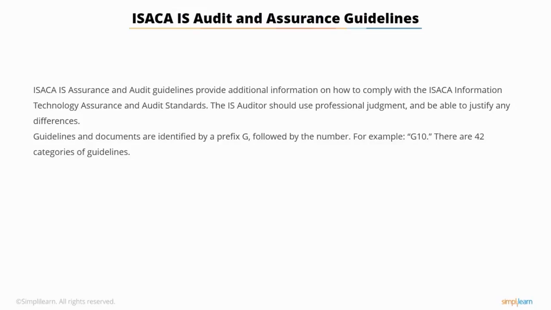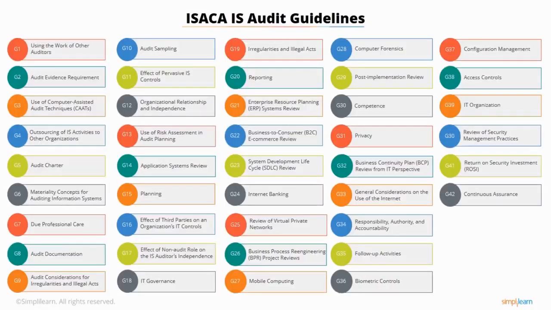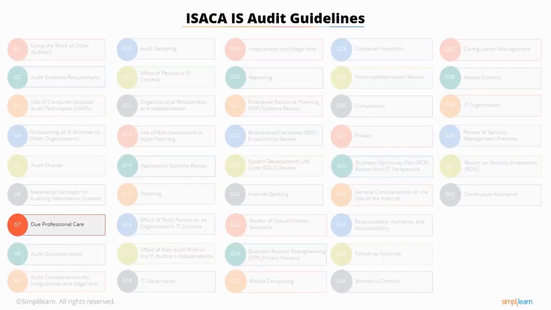In the next few screens, we'll briefly look at all of them. You don't have to memorize them, and therefore we won't read every one to you. I will point out a few of them that are of particular importance on the certification test. What we see here, due professional care, that ties directly in with the Professional Code of Ethics, so G7 is particularly important. There's an entire knowledge statement on G10 audit sampling, which discusses how to do proper sampling.